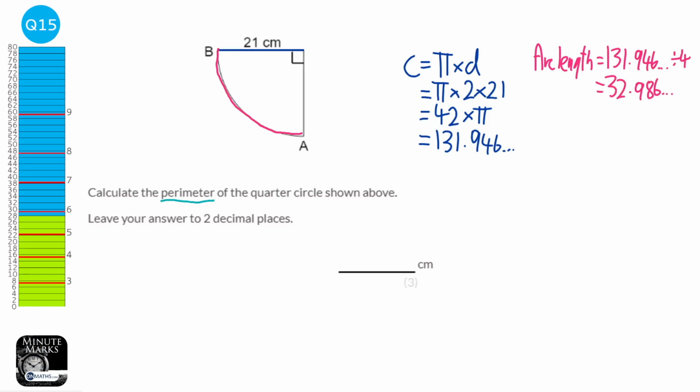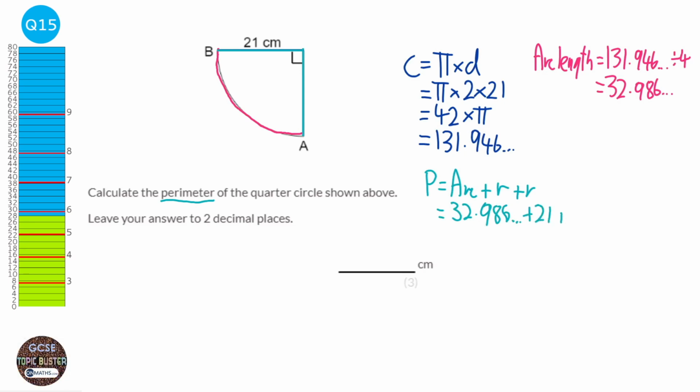Now, that's not what the perimeter is. Perimeter is the total distance around the circle. So we've also got to add on the 2 parts here, the 2 radii here, to get the full distance around the circle. So the perimeter is going to be the arc length plus a radius plus a radius. So that's going to be 32.986 blah blah blah plus 21 plus 21, which equals 74.986 blah blah blah. And when we round that to 2 decimal places, we get the answer of 74.99.